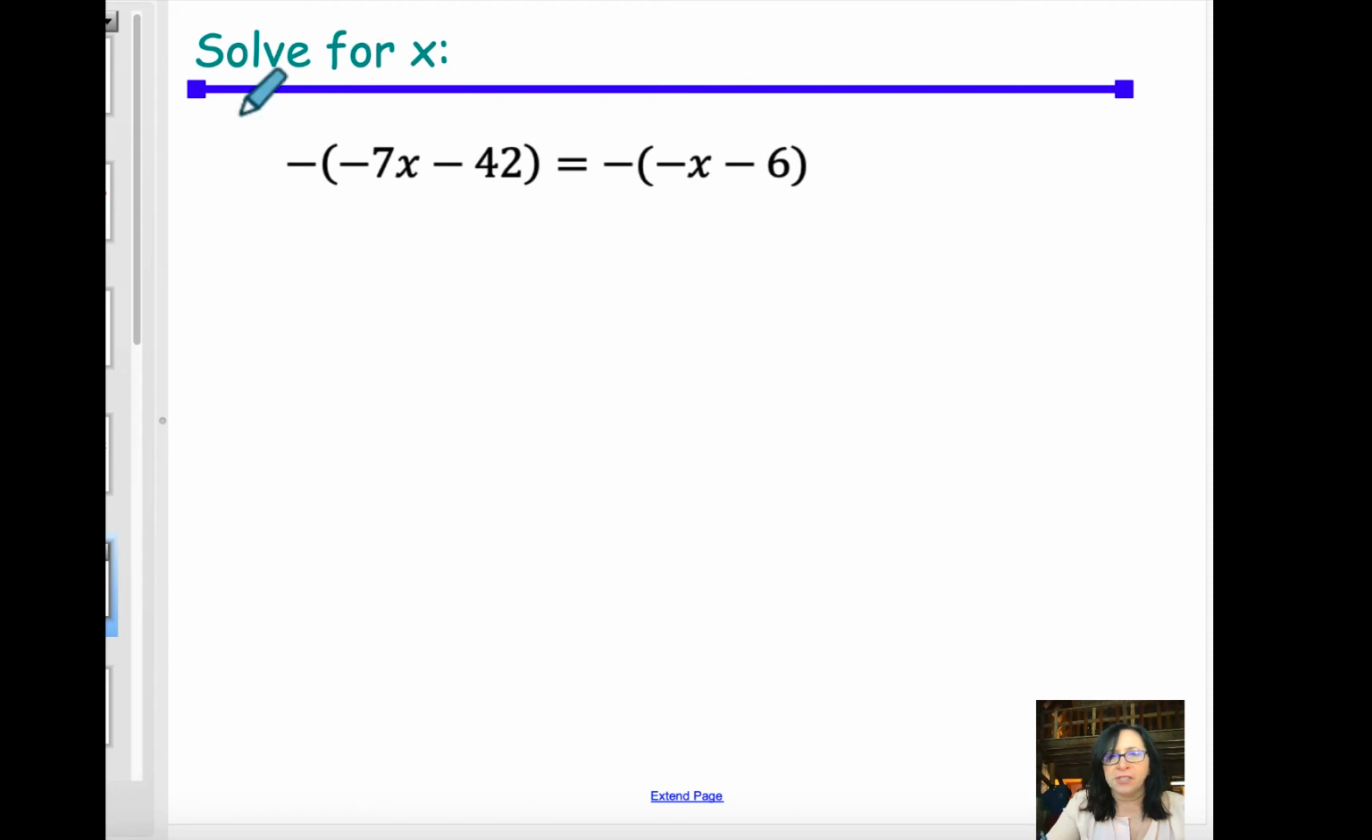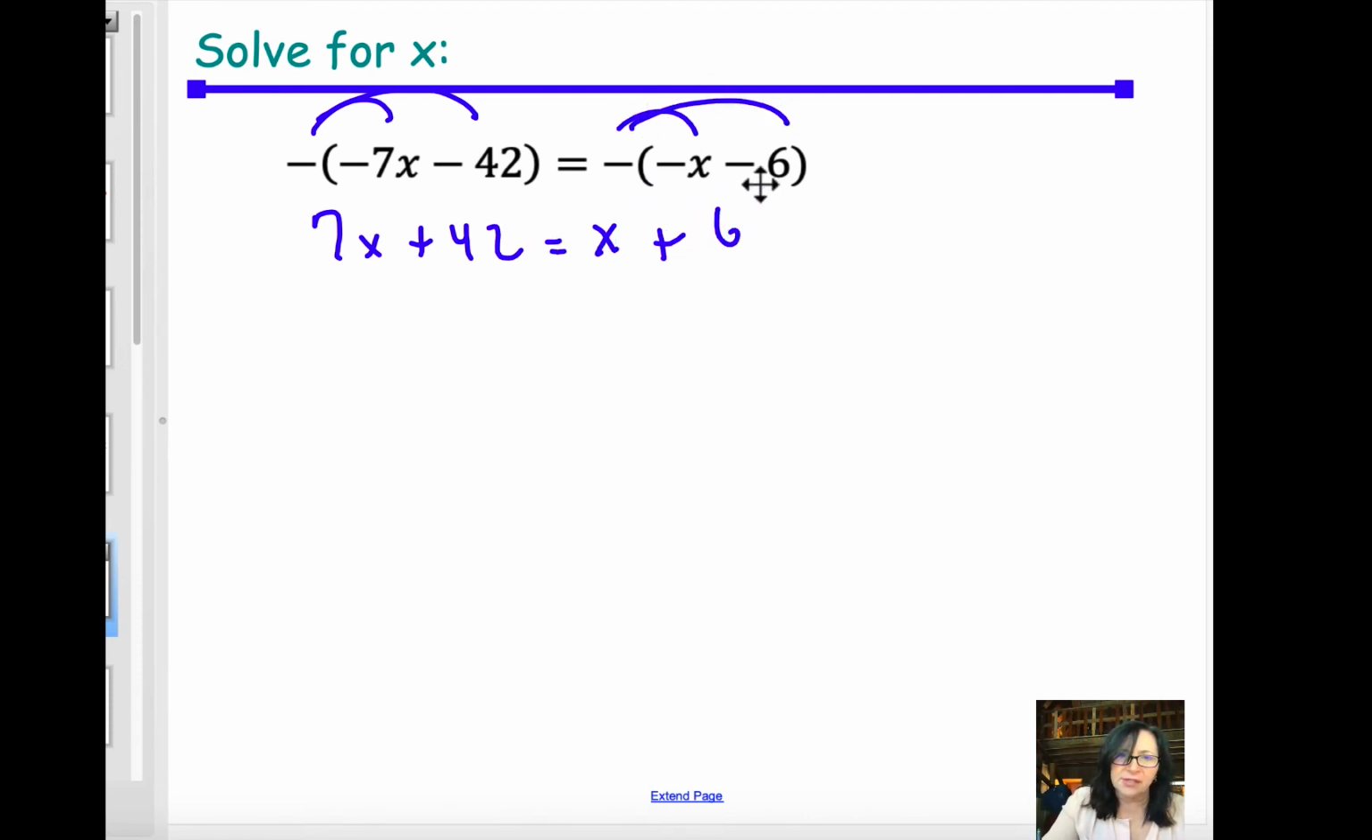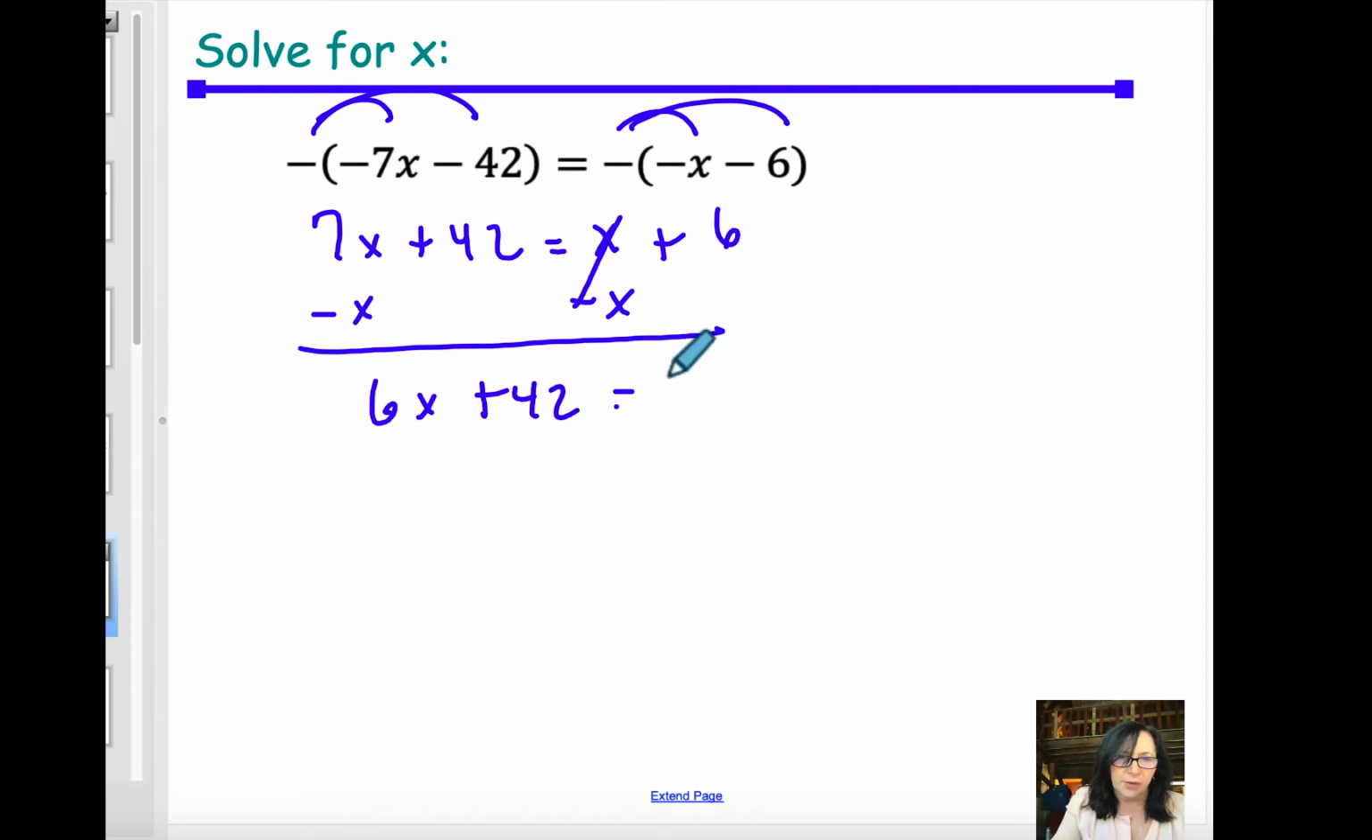For this problem, which is number 4, again, I'm going to just distribute the negative sign to both of the terms in my parentheses, and I'm going to get 7x plus 42 is equal to distribute positive x plus 6. I'm going to subtract x from both sides, and I'm going to get 6x, these cancel, plus 42 equals 6. I'm going to subtract 42 from both sides.